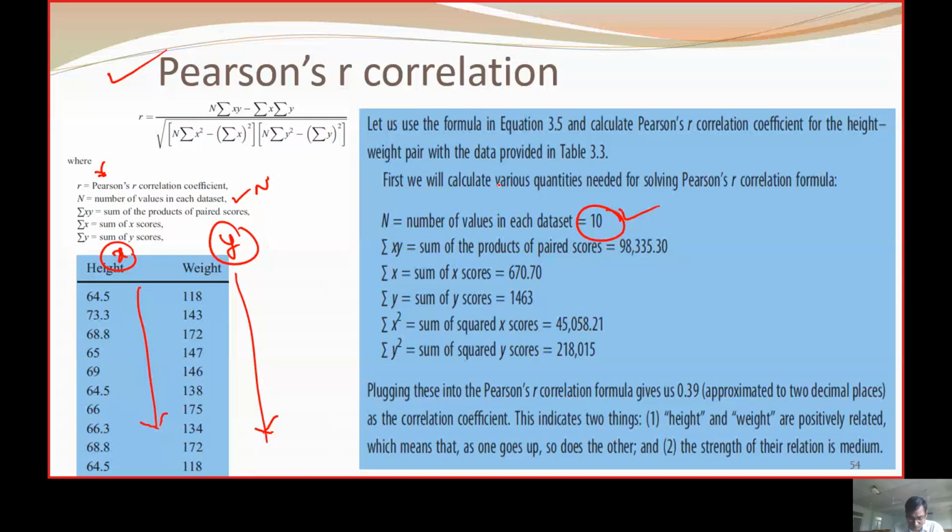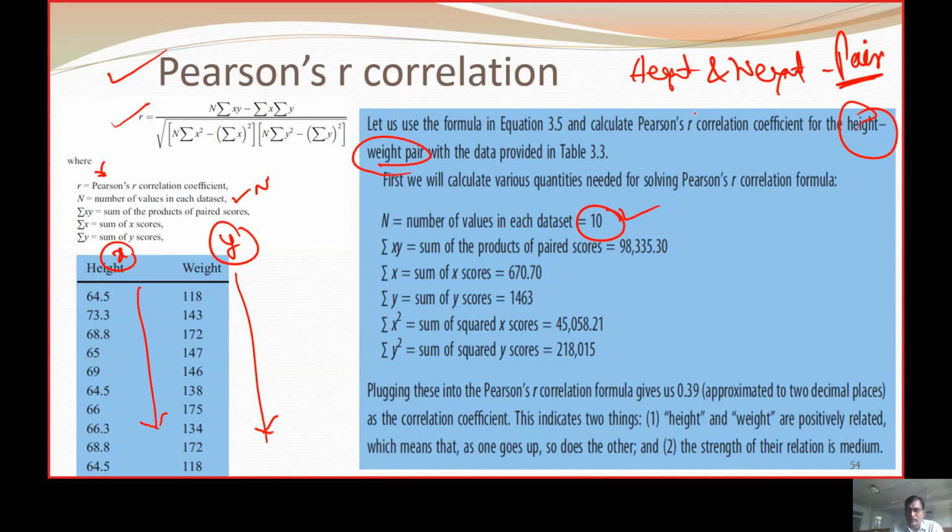First of all, we identify how good the height and weight are, looking at the height and weight pair. Obviously it leads to the body mass index, so definitely height and weight are going to be correlated. At this point, n is the number of values, and sigma xy is the sum of the products of pairs.